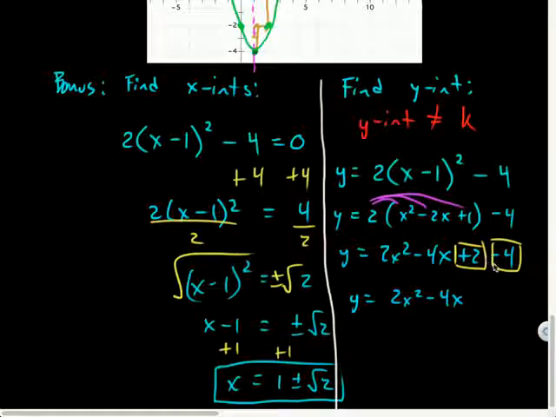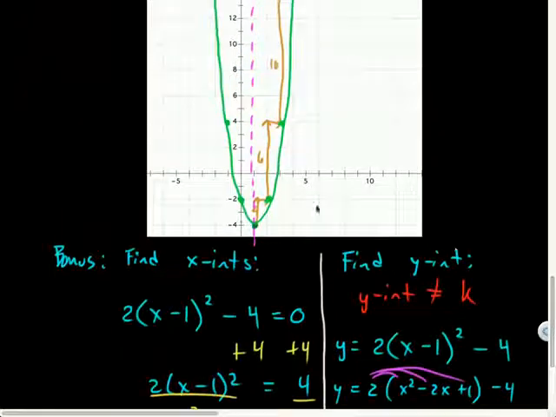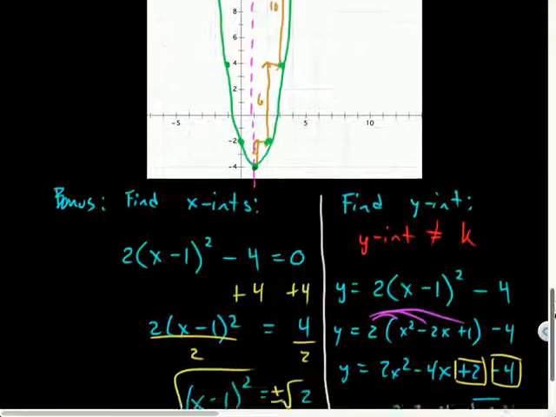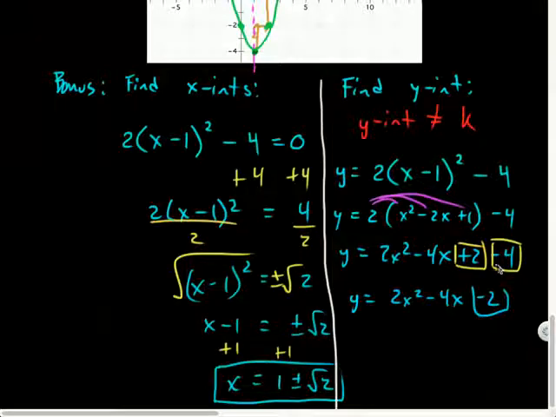What's that? 2 and negative 4 combined to be negative 2, did you say? Yes. Wow, isn't that awesome? It lined up. It worked. So my y-intercept would be 0, negative 2.